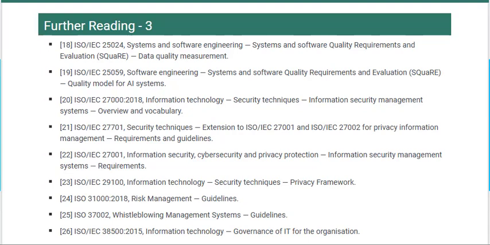22. ISO/IEC 27001, Information Security, Cybersecurity and Privacy Protection, Information Security Management Systems, Requirements. 23. ISO/IEC 29100, Information Technology, Security Techniques, Privacy Framework. 24. ISO 31000:2018, Risk Management, Guidelines. 25. ISO 37002, Whistleblowing Management Systems, Guidelines.